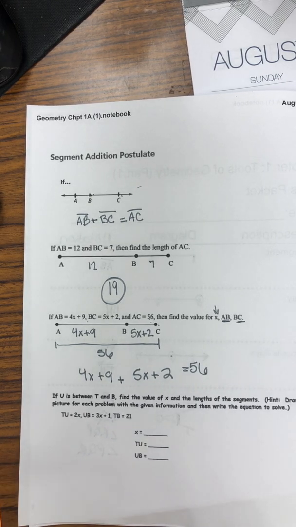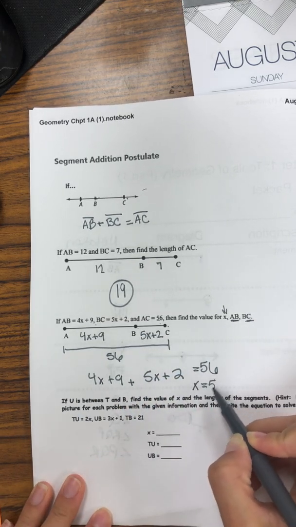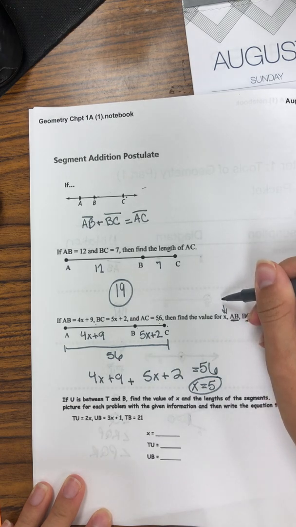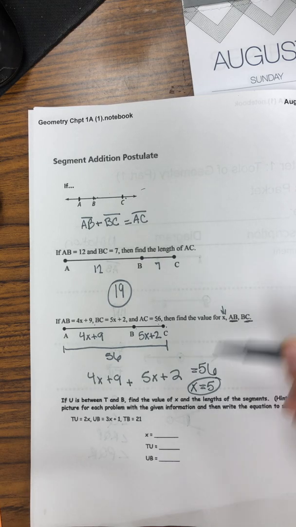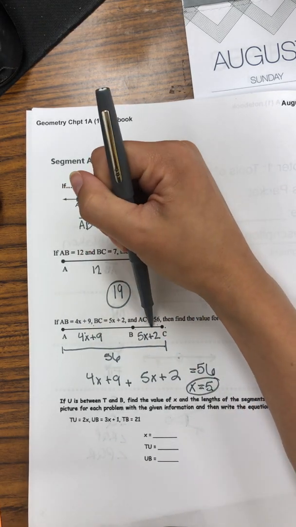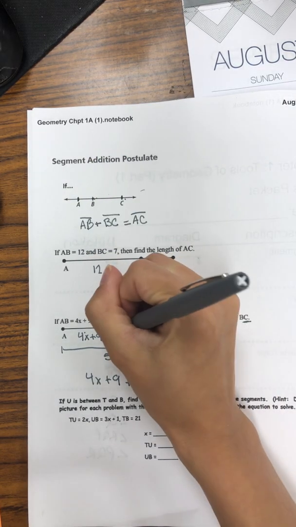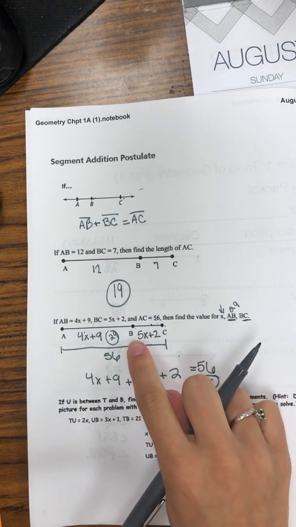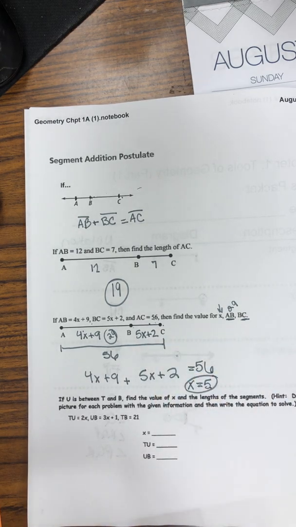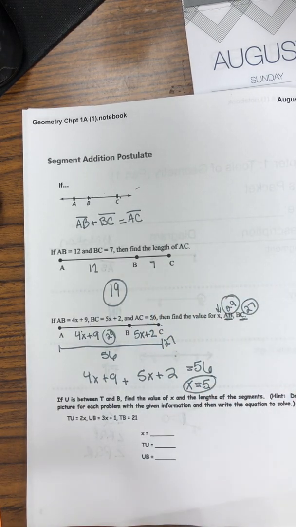Now, just for the sake of time, so I don't want this to be a super long video, you would solve for x, and you get x equals 5. So there's the first part, x equals 5. Now, to find the length of AB and BC, you're going to plug that 5 in for the x's. So for this first one, it'd be 4 times 5 plus 9, which is 29. So the length of AB is 29. And then for BC, it'd be 5 times 5 plus 2, because x is 5, which is 27. So the length of BC is 27.